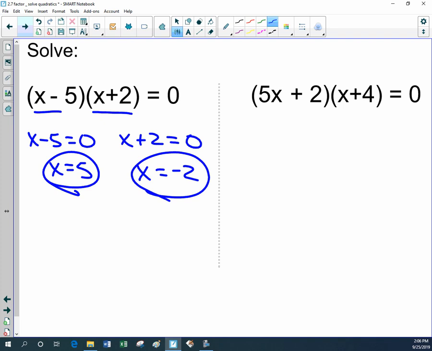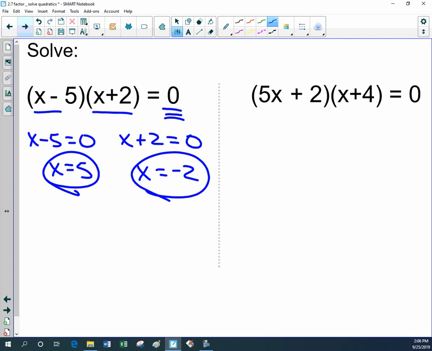Okay, so if I plugged 5 into this first parenthesis, it'd be 5 minus 5 is 0. 0 times anything is 0. If I plug -2 in for x in the second parenthesis, it'd be -2 plus 2, which is 0. 0 times anything is 0.